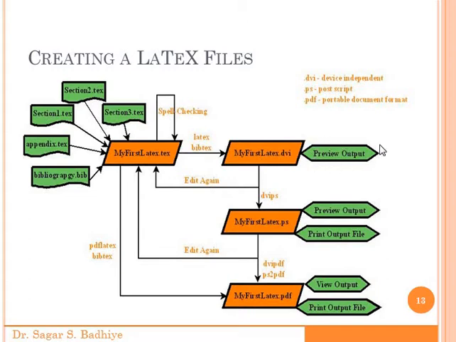Here, if any problem is identified in the output, then you can go back to the original file, edit it, and again pass it to the compiler and preview the output. Once you are satisfied with this output, you can convert this DVI file to a PostScript file by using the DVI to PostScript converter. This PostScript file can be used for preview purposes as well as for printing the output in hard copy. Then you can preview the output or get the printout of the file and check if there are some errors or if you want to make some corrections.